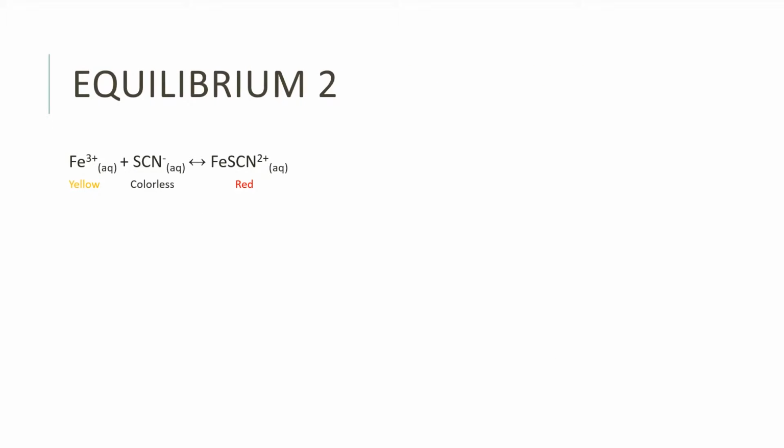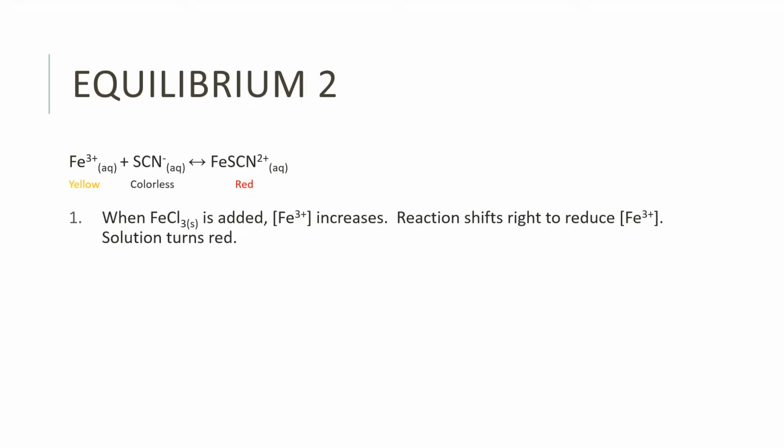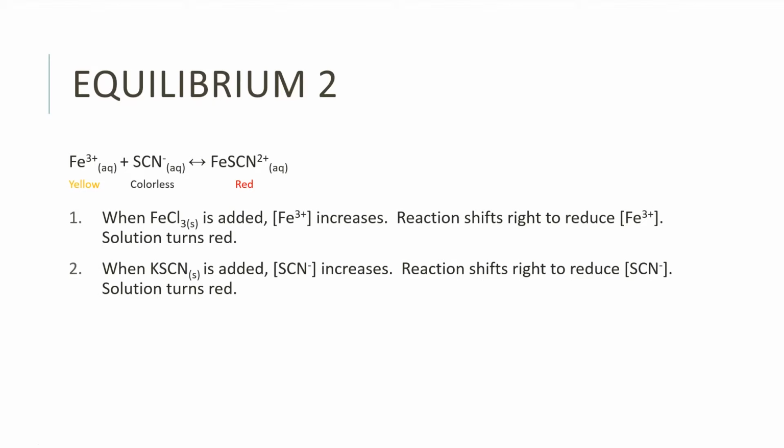Equilibrium 2. The equation shown above is the equation for this equilibrium reaction. When iron 3 chloride is added, the concentration of iron 3 increases. The reaction shifts to the right to reduce the concentration of the iron, which in turn turns the solution red. When KSCN solid is added, the concentration of SCN- increases. The reaction shifts to the right to reduce concentration of SCN-, which turns the solution red.